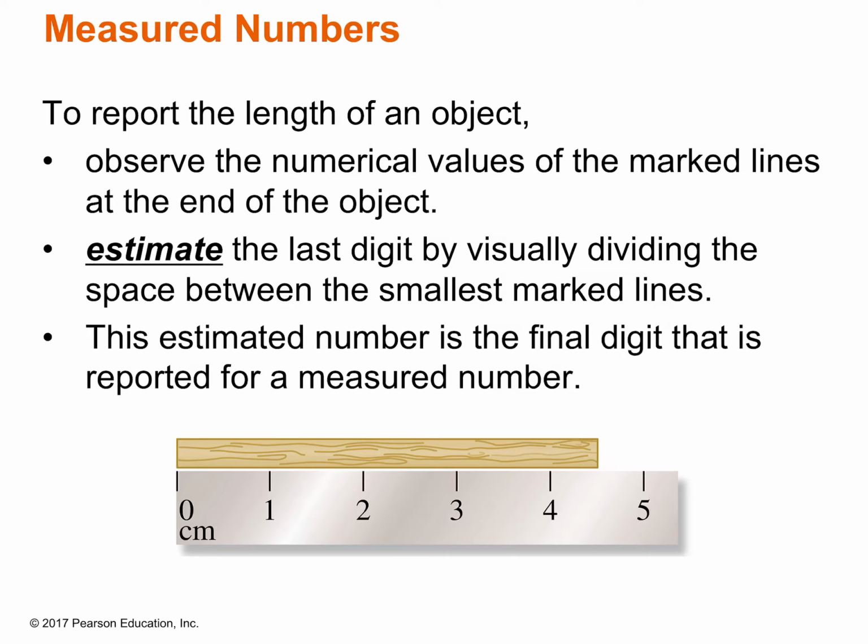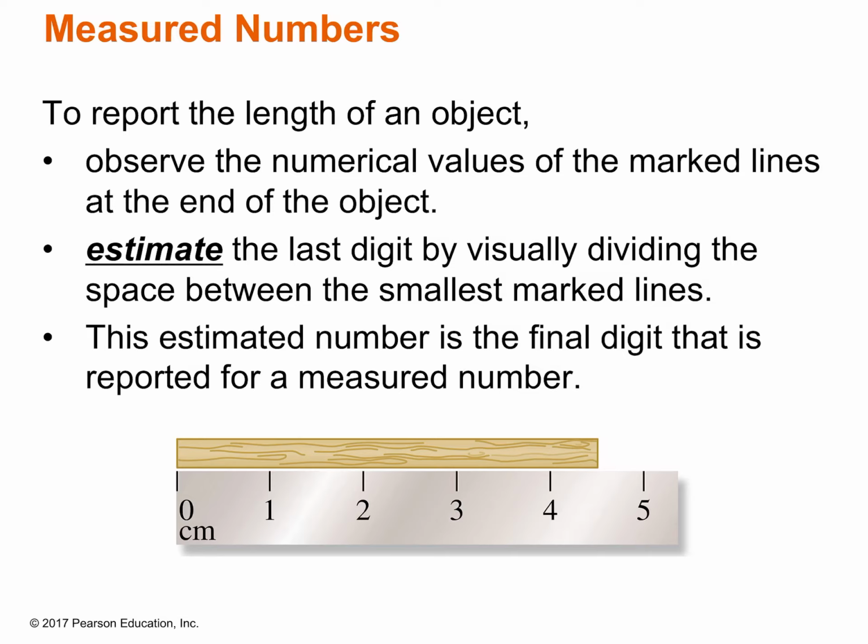So to measure the length of an object, like this piece of wood below, we have our centimeter ruler. The way we're going to go about this is we are going to observe the numerical values of the marked lines. If we look, there's 1, 2, 3, 4, 5. And we are going to estimate the last digit by visually dividing the space between the smallest marked lines. So this object is between 4 and 5. Nobody is going to debate that with us. The length of this piece of wood is somewhere between 4 and 5, and you're going to estimate where it's at between 4 and 5.